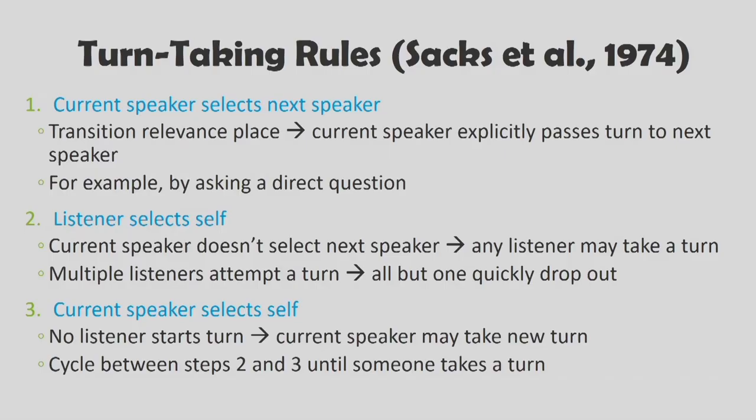Now, there are certain turn-taking rules that have been proposed for conversations, and these rules were proposed by Sacks and others in 1974. What did they do? They proposed a simple model of turn allocation. This model has since received considerable empirical support and is now generally accepted as a standard model of conversational turn taking. So, what is this model? The model consists of three simple rules that are applied in strict sequential order. And what are these rules?